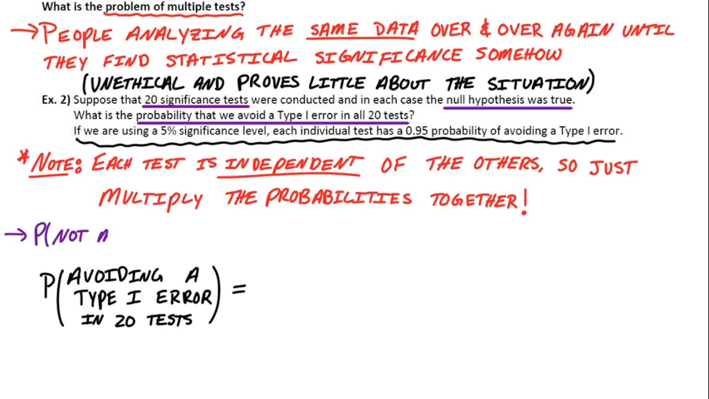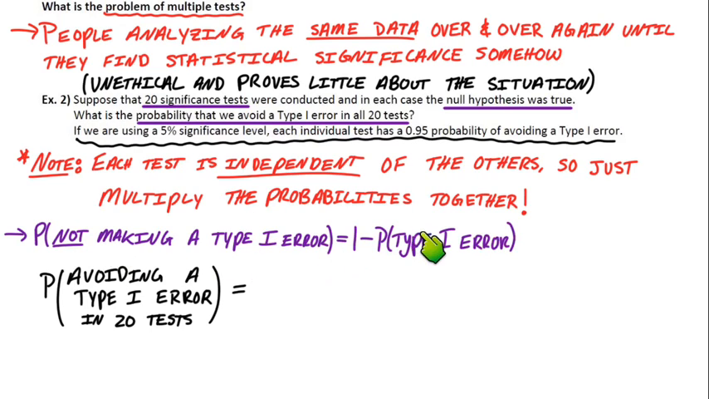Okay, so first let's be clear. Let's just take one test, for example. The probability we avoid making a type 1 error in just one test would be 1 minus the probability that we make a type 1 error. But if you'll remember, that's just alpha. That's just the 0.05. So 1 minus alpha in this case would be 0.95. All right, so just to be clear about where that 0.95 comes from.